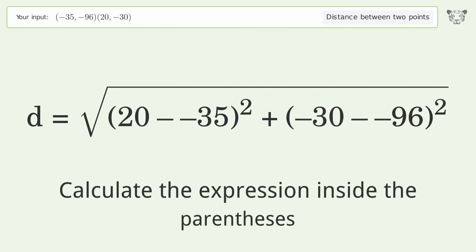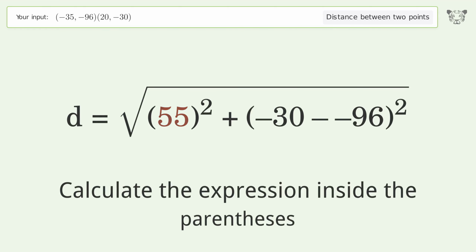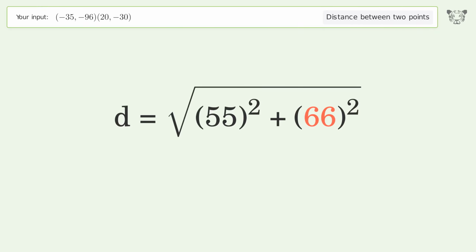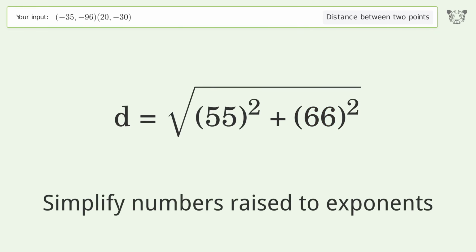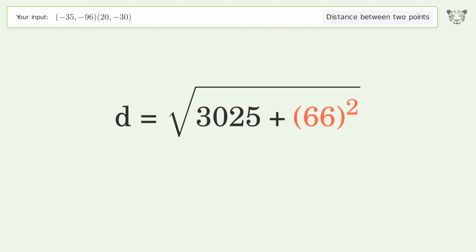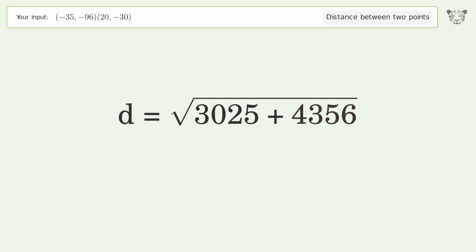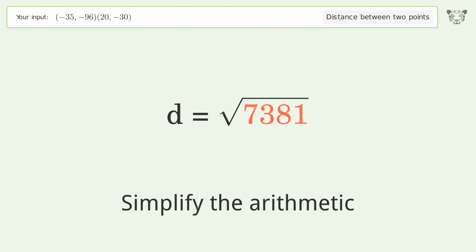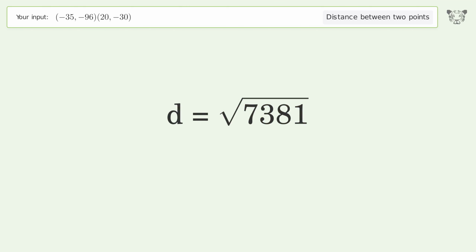Calculate the expression inside the parentheses. Simplify numbers raised to exponents. Simplify the arithmetic. And so the distance between the 2 points is the square root of 7,381, or 85.913.